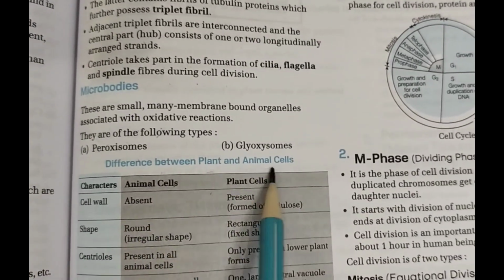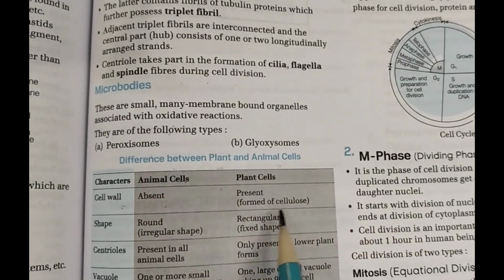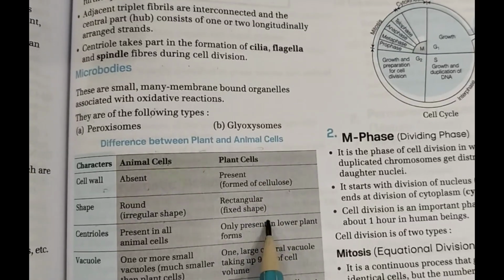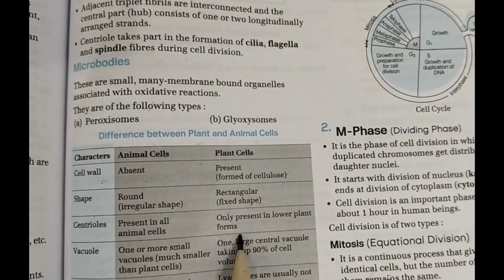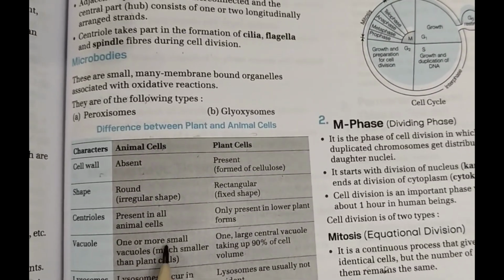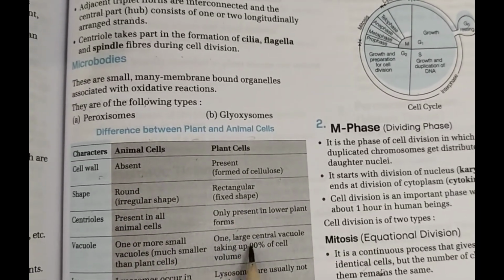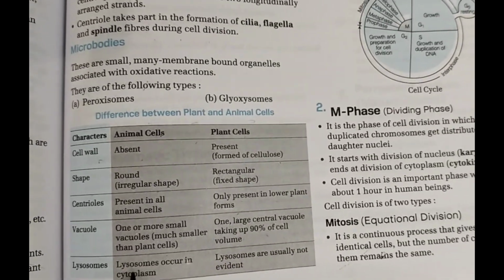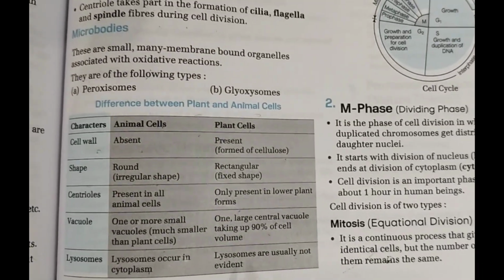क्या डिफरेंस है? डिफरेंस बिटवीन प्लांट एंड एनिमल सेल्स. सेल वॉल एनिमल में एब्सेंट होती है और प्लांट में प्रेजेंट होती है इन द फॉर्म ऑफ सेलुलोज. शेप एनिमल में क्या होता है? राउंड, और प्लांट में रेक्टेंगुलर. सेंट्रिओल्स प्रेजेंट होते हैं इसमें, और प्लांट सेल्स में ओनली प्रेजेंट इन लोअर प्लांट फॉर्म्स. वैक्यूल्स, वन और मोर स्मॉल वैक्यूल्स are present in animals, and in plants there are much larger vacuoles present in a plant cell. Lysosomes occur in cytoplasm, and in plant cells lysosomes are usually not evident.